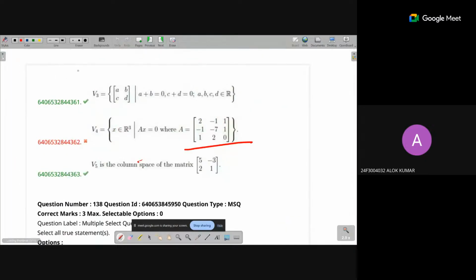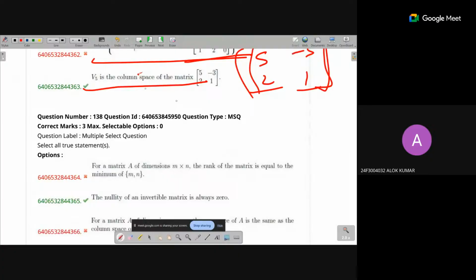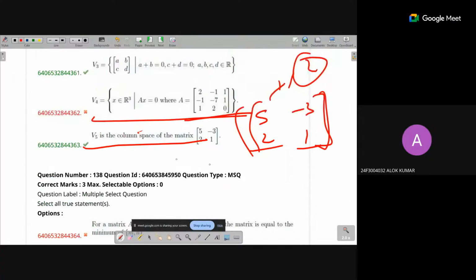Now similarly for B4 you can do that and calculate, and for B5 you have to calculate, like 5, 2, minus 3 and 1. So the column space of the matrix is 1. Basically you have to calculate the rank of this matrix, using the same method as I have done in B2. And if the dimension is 2, then you can say that it is isomorphic according to this question. Okay.